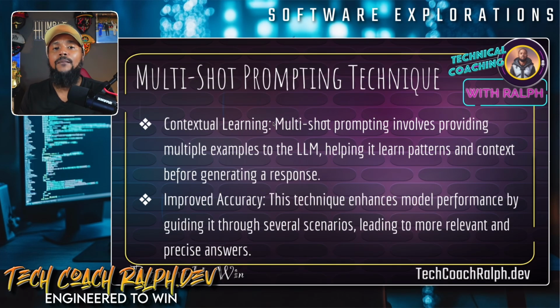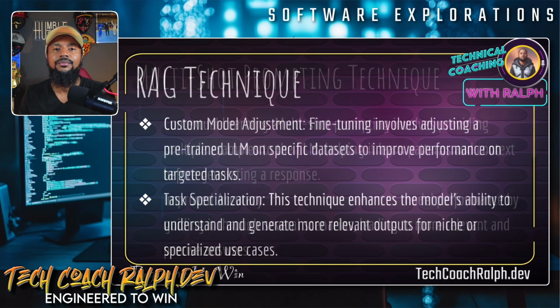We also have the multi-shot prompting technique. It says contextual learning. Multi-shot prompting involves providing multiple examples to the large language model, helping it learn patterns and context before generating a response, right? So that seems like it would be very accurate. It improves accuracy. This technique enhances model performance by guiding it through several scenarios, leading to more relevant and precise answers.